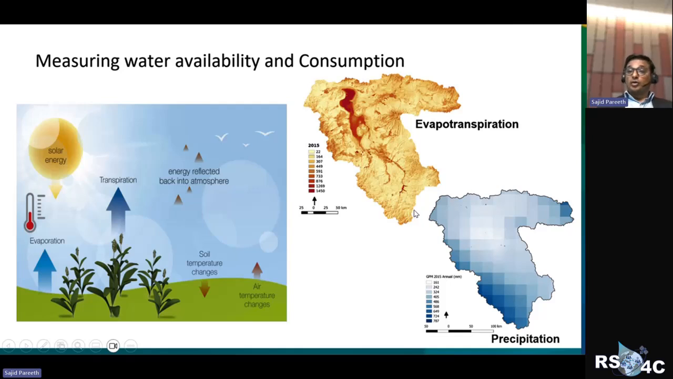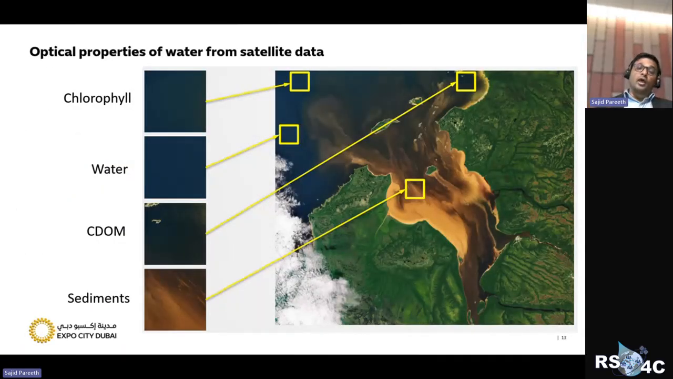But in this talk, I don't want to focus on this because you must be hearing about the WAPOR data set and the agriculture water management aspect quite a lot in the project or in the previous webinar. So I want to focus more on optical properties of water from satellite data. That represents water quality. What can we measure from satellites on water quality variables?